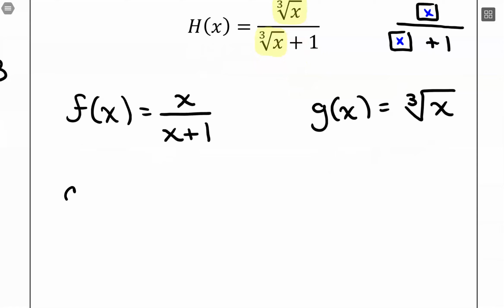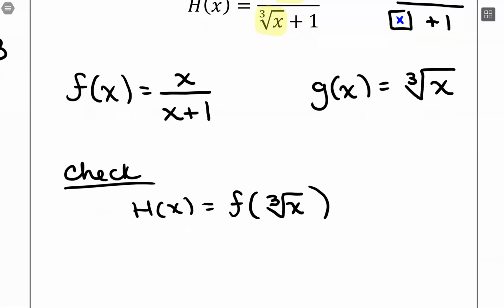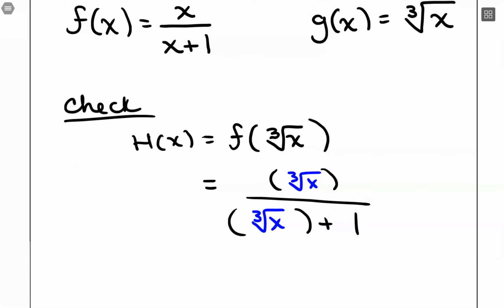So let's check that. So h of x, f of g of x, which we're saying is the cube root of x. And then f of x is telling us to take our input over input plus 1, and our input is cube root of x, which we see in 2 spots. And we can see how that matches exactly.